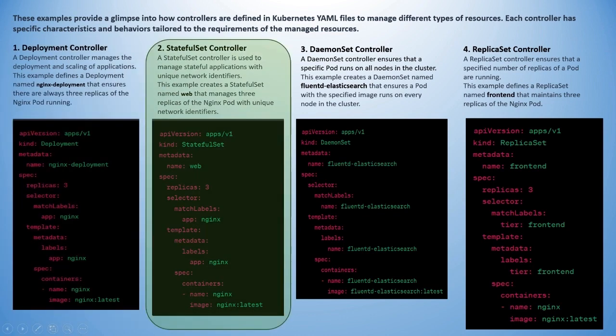A stateful set controller is used to manage stateful applications with unique network identifiers. This example creates a stateful set named web that manages 3 replicas of the Nginx pod with unique network identifiers.